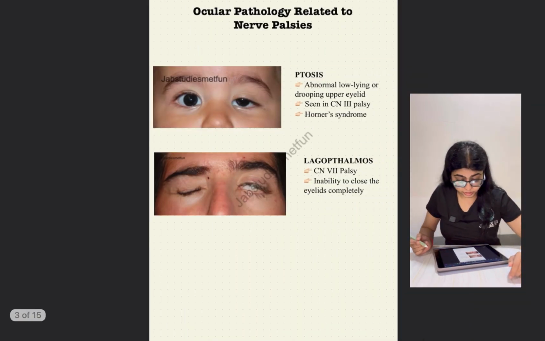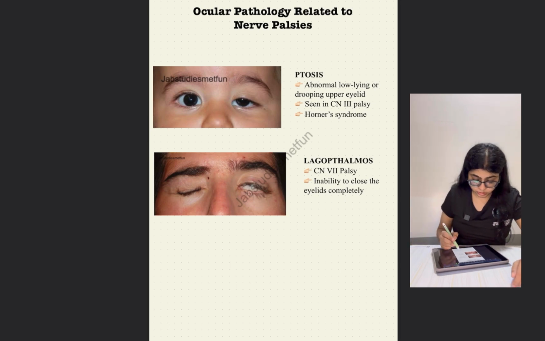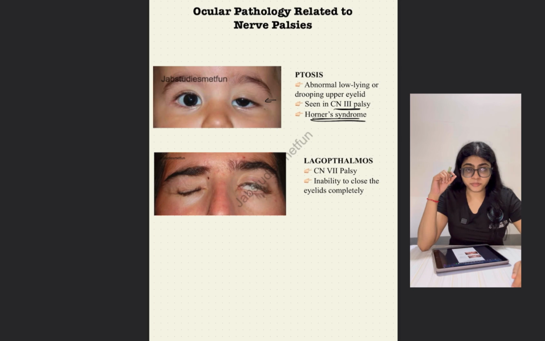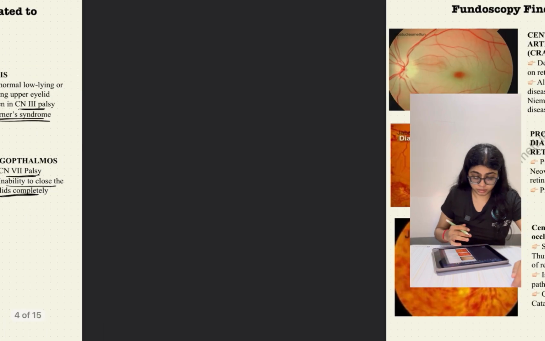First topic that we'll be tackling is ocular pathology related to nerve palsies. The first image shows ptosis, which is drooping of the eyelid. It is seen in cranial nerve third palsy and Horner syndrome. Second one is lagophthalmos, where the eye cannot be properly shut, or inability to close the eyelids completely, which is seen in cranial nerve 7 palsy.